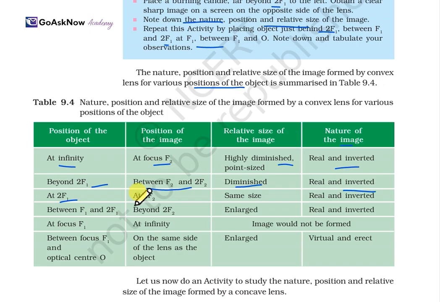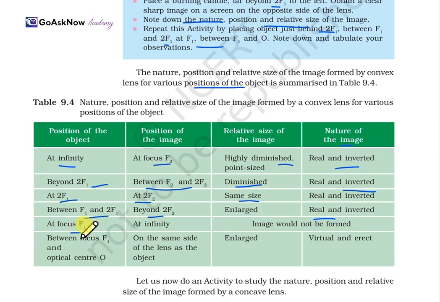At 2F2, like at 2F1, the image you will get at 2F2 will also be the same size as the object, whatever the object size is. Also, it will be real and inverted. Now, between F1 and 2F1, you will get the position of the image beyond 2F2, and it will be quite enlarged, real and inverted.